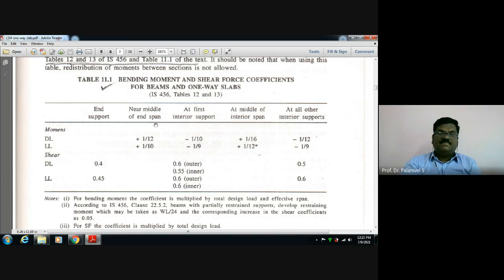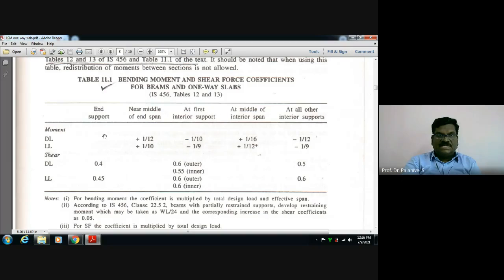Near middle of end span means the bending moment will not be exactly at the middle, because please all of you listen here, the slab is a continuous slab. That is the problem. It's not a single room. There are beams spanned at some equal distance, and the slab is spanning along these beams. So your slab is a continuous slab there. If you draw the bending moment diagram for it, right?